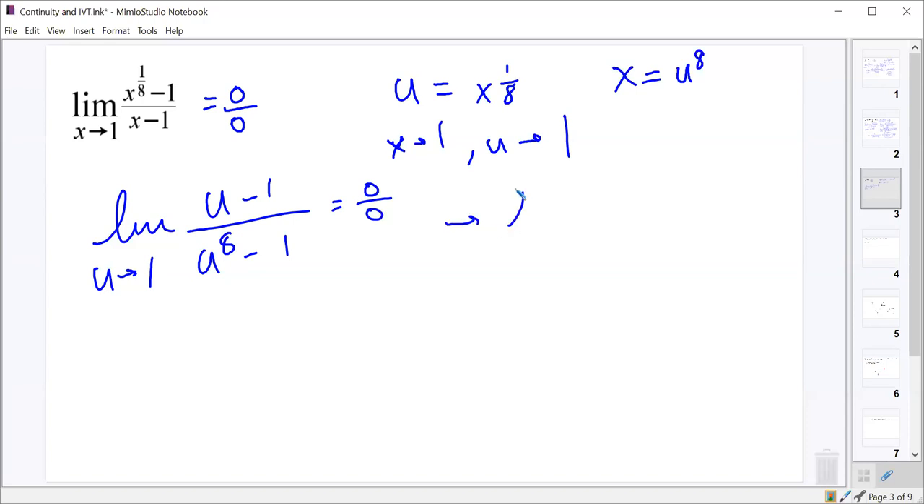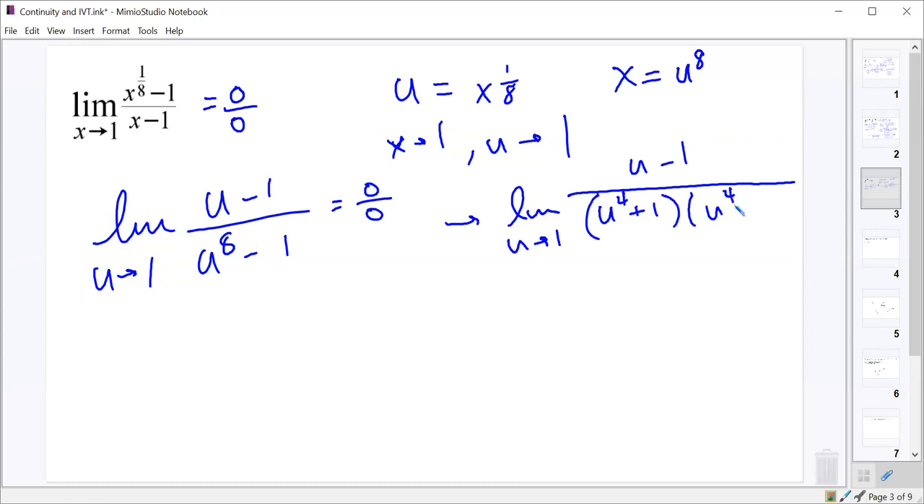The bottom is what? What special case is the bottom? The difference of squares, right? U to the 8th is just u to the 4th squared. So that becomes u to the 4th plus 1 and u to the 4th minus 1. Do we have anything that cancels out yet? Sure doesn't look like it, right?